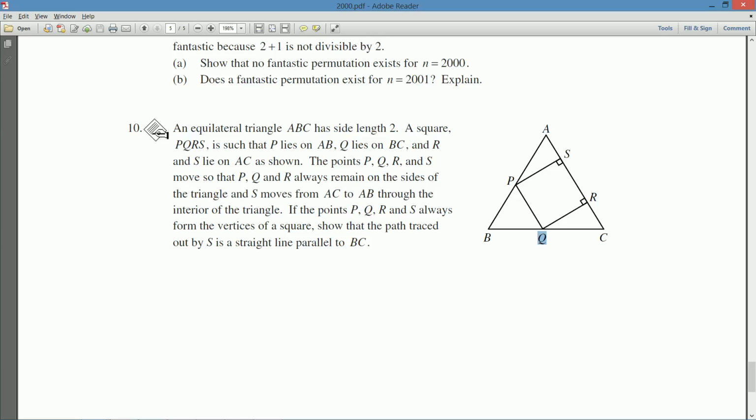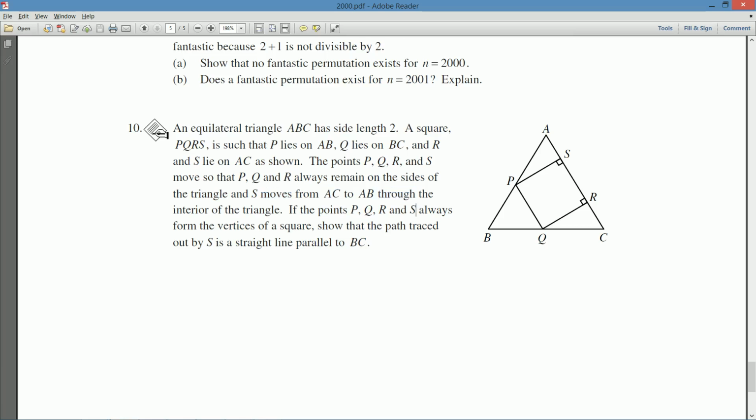The points P, Q, R, and S move so that P, Q, and R always remain on their side of the triangle. So Q is always going to be on BC, P is always on AB, and R is always on AC. And S moves from AC over to AB through the interior of the triangle. Okay. So the fact that they're saying through the interior of the triangle tells me that this is a process, so we're going to get lots of these movements.